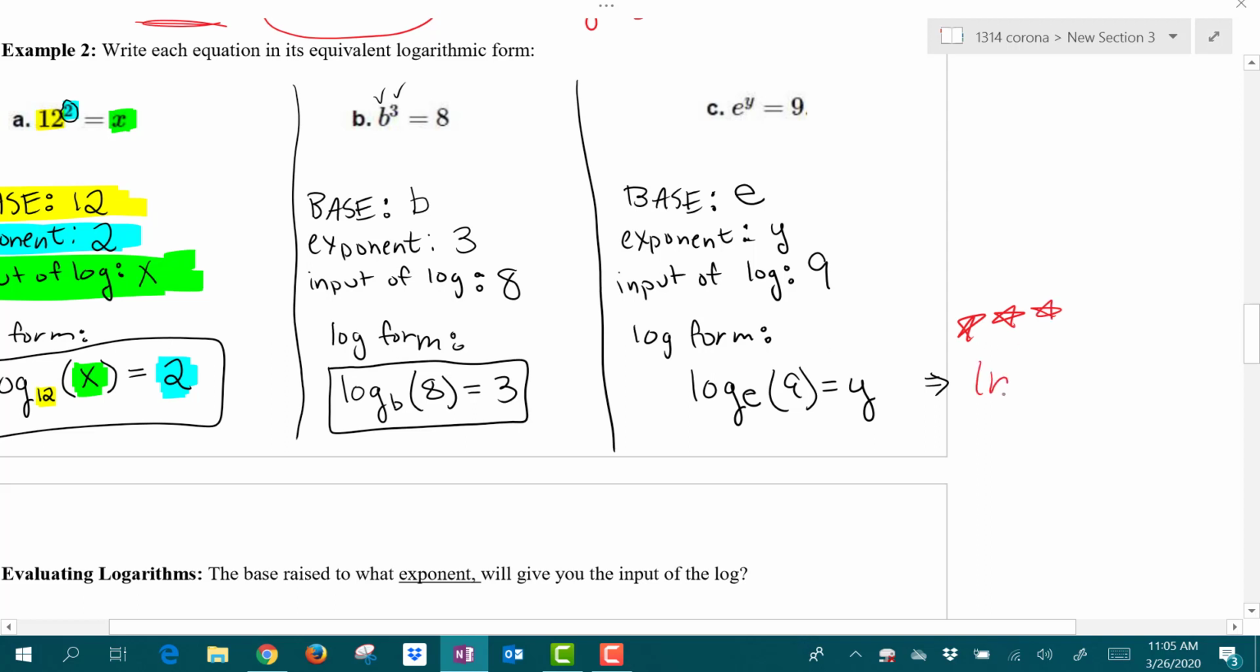You want to write ln instead of log-based e. So it's ln, or natural log, of 9 equals y. And that is our final answer. Okay, so you can think log-based e, but your final answer should always be written as ln. So we can think log-based e, but if you think log-based e, you should be writing ln, or natural log.